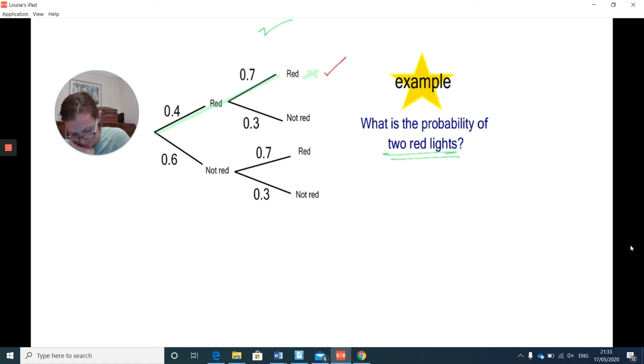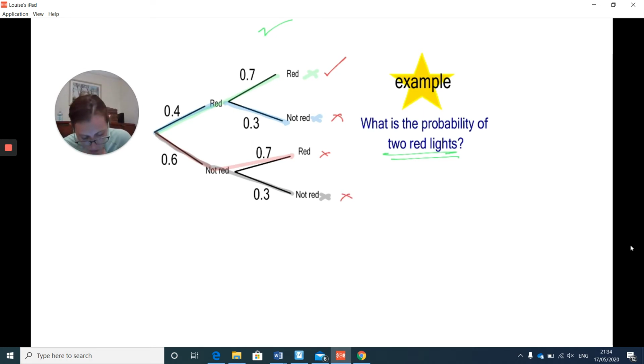Now let's have a look at this one. This one has gone red, not red. So it hasn't met my criteria because my criteria is 2 red, and I've got a red and a not red. Now let's have a look at this one. This is not red and red. So again, it's not meeting my criteria because I've gone through a not red light and then gone through a red light. And finally, this one has gone not red and not red. So I haven't hit any red lights. Again, it doesn't meet your criteria because your criteria is 2 red lights.